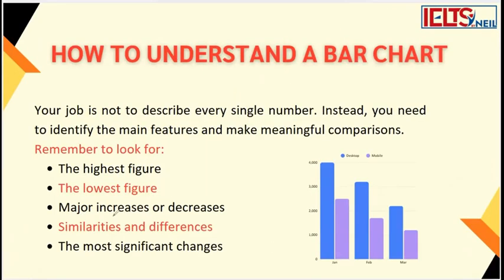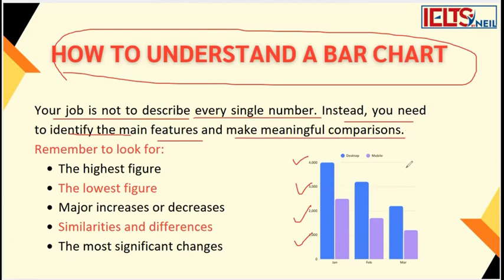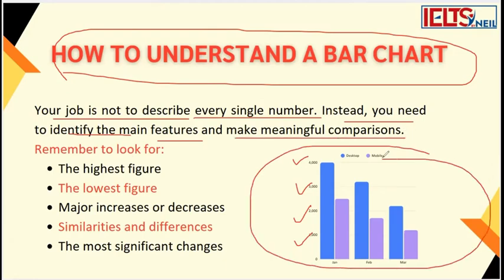So without any further delay, let's start talking about the bar graph. Now, how to understand the bar graph. This is the first thing. Now, in here, it's very important to understand that you don't have to write each and every number and value given in the bar graph. That's not the goal. So if you read here, it is not your job to describe every single number. Instead, you just need to identify the main features and make meaningful comparisons. So as I said, we don't have to write every value or every number. We have to talk about the main features, whatever you think are the significant features. You have to talk about those and do some comparisons if possible.